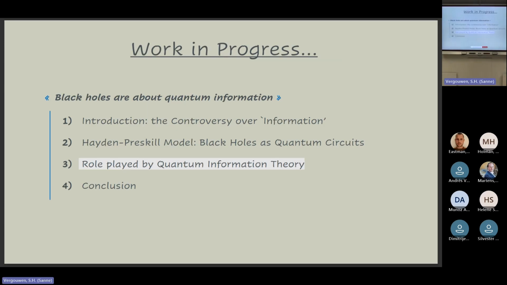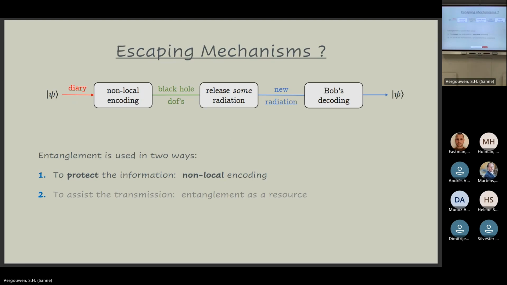Okay, so now we have the details of the model. What's the role played by quantum information theory? We're going to see that they use basically the tools from quantum information theory to get insight on how a fixed amount of quantum information can escape. In particular, what are the escaping mechanisms that allow that information to go out? And their analysis reveals that entanglement is used in two interesting ways. The first way in which entanglement is used is to protect the information.